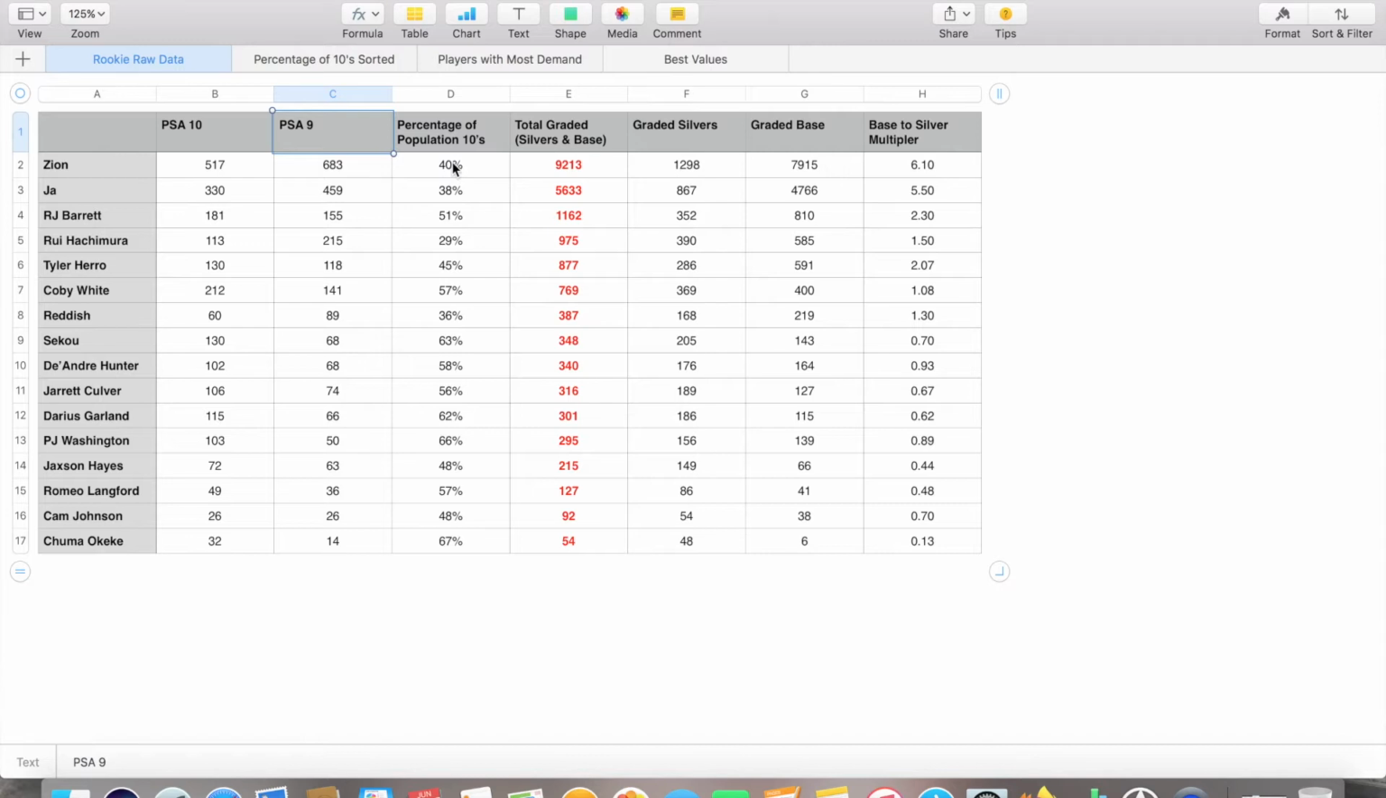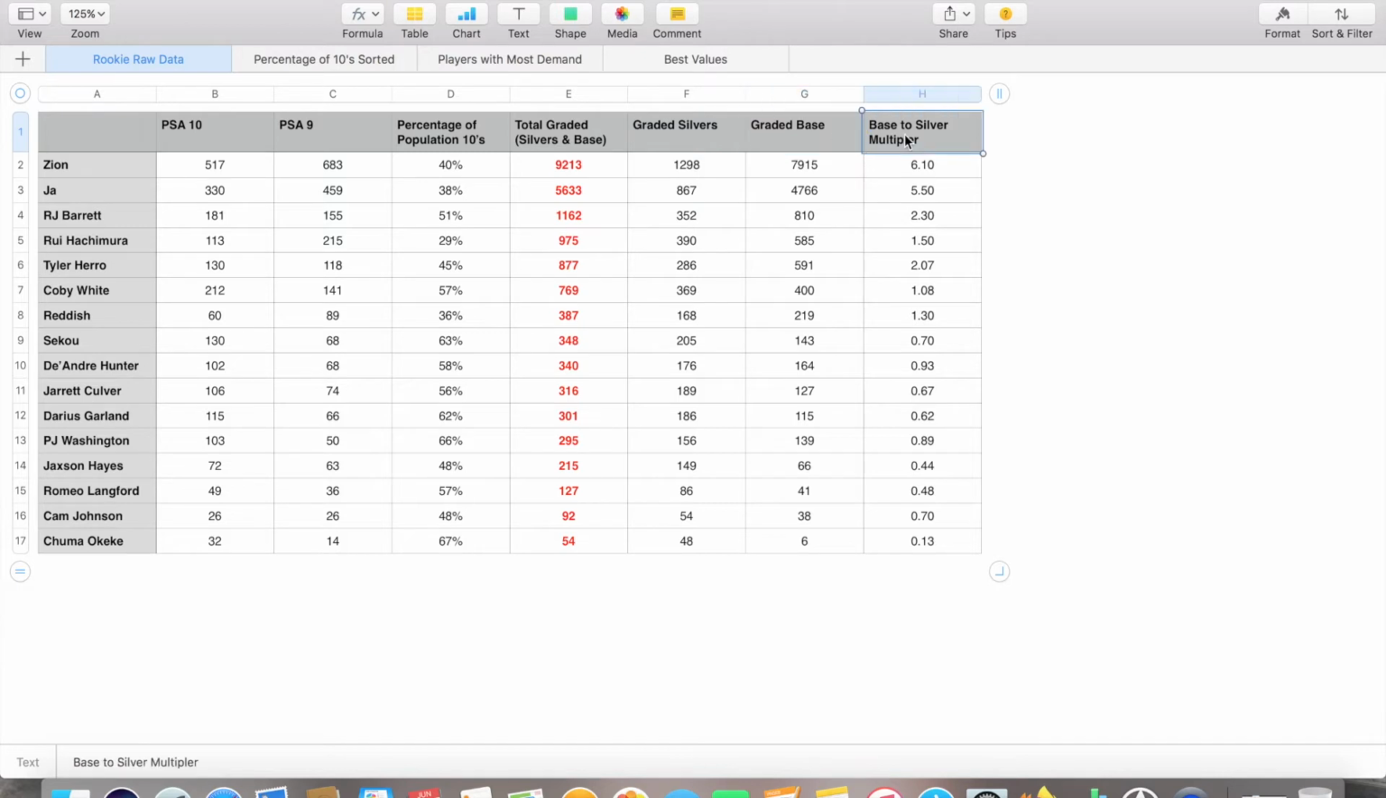So Zion has a 40% percentage of the population that are 10s, so it's a 40% chance of getting a 10. Ja has a 38% chance of getting a 10 from the cards graded so far, and so on and so on. Next column is the total graded, so that's silver and base combined. And I just wanted to get a sense of the overall volume out there that had been graded for all these prospects. The next, I broke it down into graded silvers and graded base.